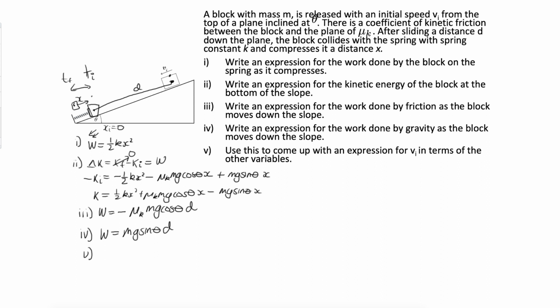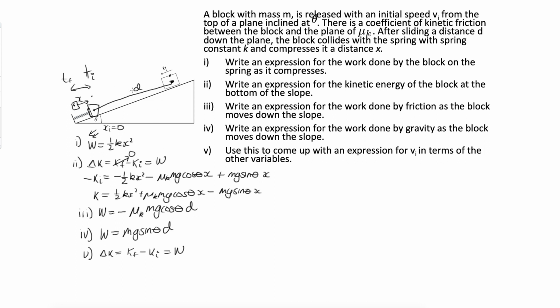Now part 5, use this to come up with an expression for vi in terms of the other variables. Okay, so we know that as it moves down the slope, the change in the kinetic energy, which is equal to the final kinetic energy minus the initial kinetic energy, and we know how much kinetic energy it has at the bottom of the slope. We calculated it here. This is its kinetic energy at this point, is equal to the work done.